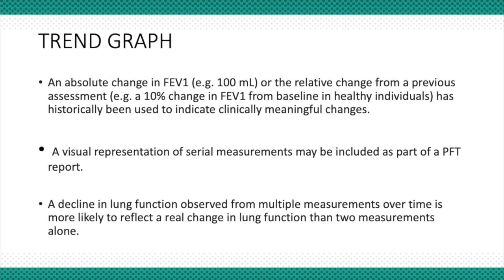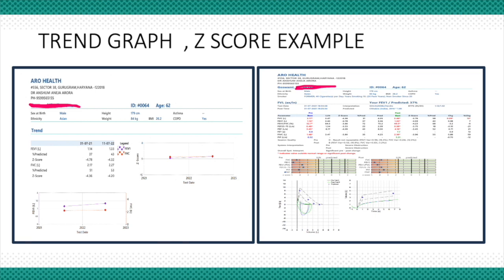Lastly, touching upon the trend graph, the recent guidelines mention that it's important to consider an absolute change in FEV1 over time. So a visual representation of serial measurements may be included in your PFT reports, and that decline reflects the real change in lung function. This is to show an example.